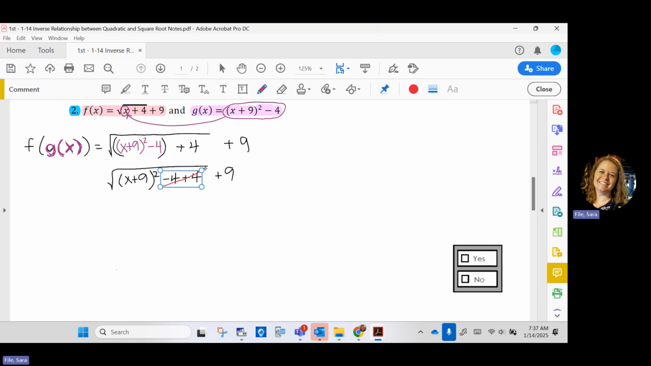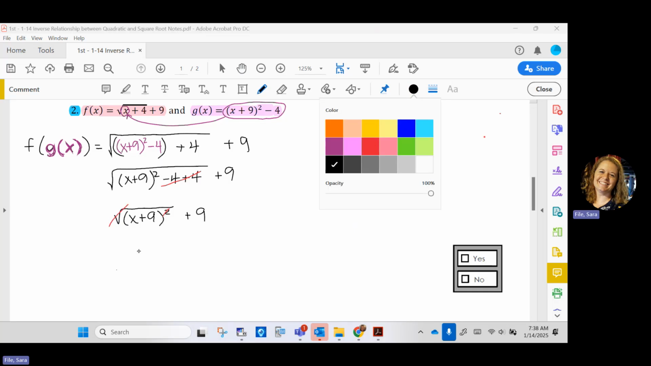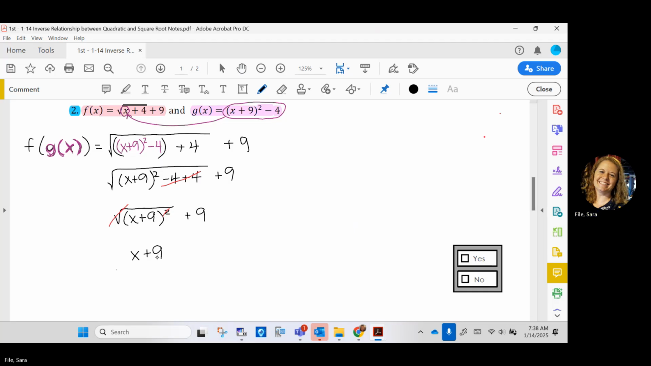The minus 4 plus 4 are going to eliminate to 0. So now I've got it down to x plus 9 squared under the radical, plus 9 on the outside. Here, the square and square root are going to eliminate, leaving me with x plus 9, and then a plus 9 on the outside. Are the plus 9 and plus 9 going to cancel each other out? They're not, because they're both plus 9. So this simplifies to x plus 18, which I cannot take any further. So no, these are not inverses because it doesn't simplify down to just x. It looked like it was getting close, but one of those signs on the 9s would have had to be different for those to be inverses.